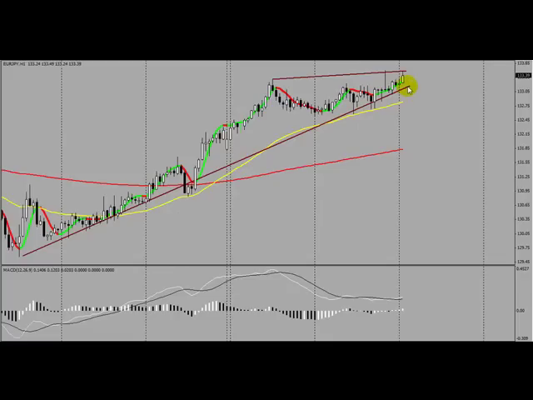And so what we're going to look for on this trade is really a close above this high on a 60-minute chart to go long. We're going to look for a close below this level here on a 60-minute chart to go short. And we're going to look to follow price.